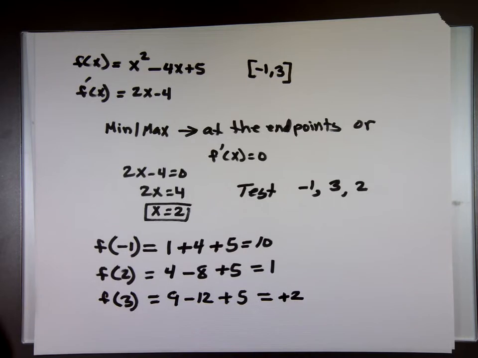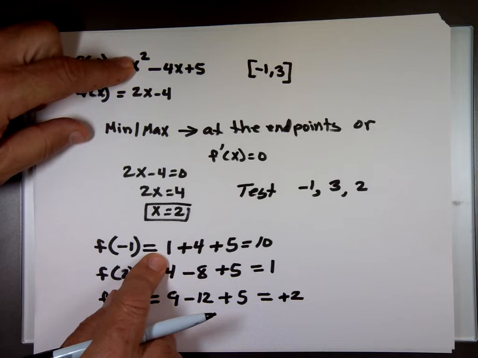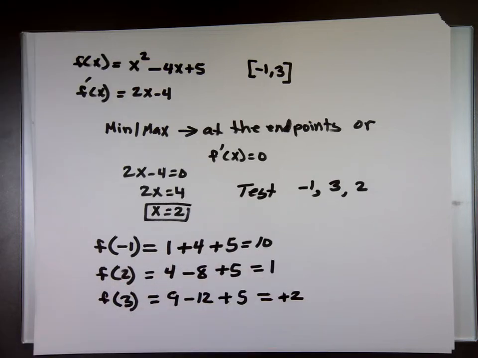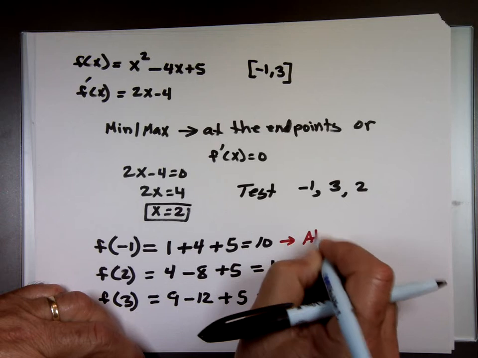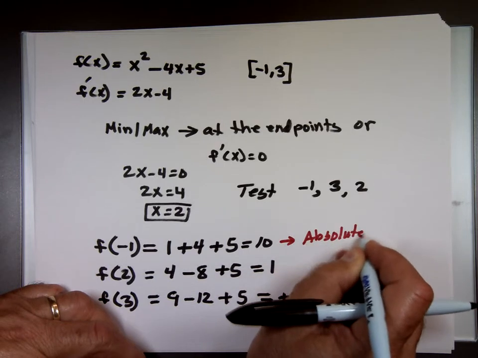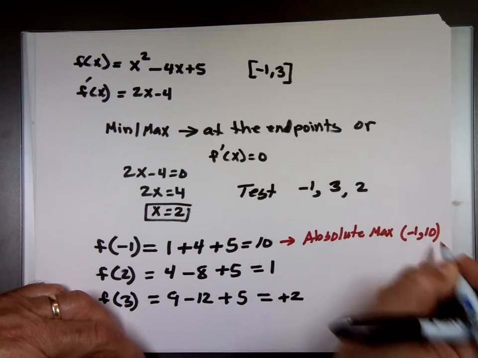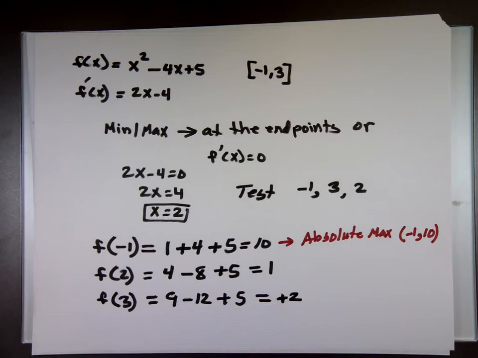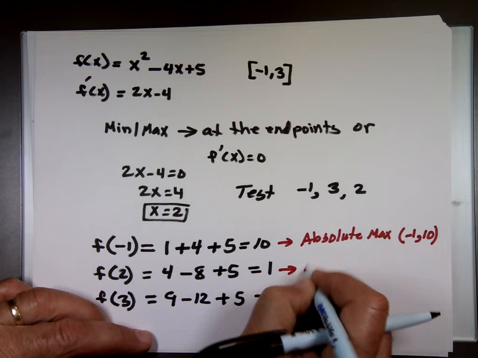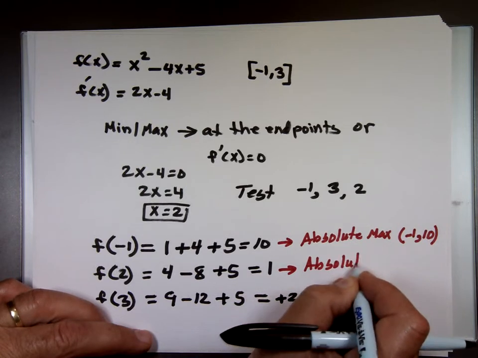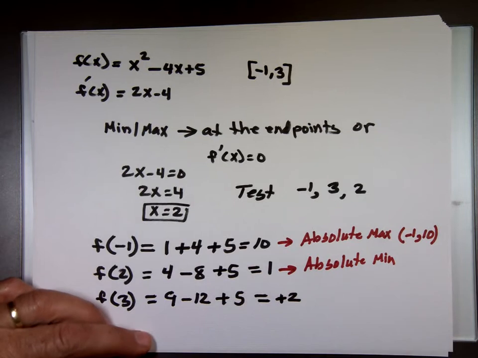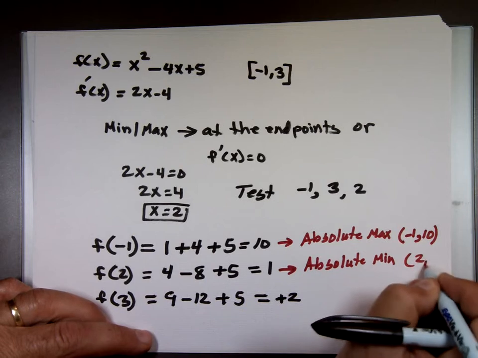So where is the largest value? At -1. Right there, right? So your absolute max is going to be where? At negative 1, comma what? 10. And what's your absolute min? This one, right? That's the smallest y value, at 2 comma 1.